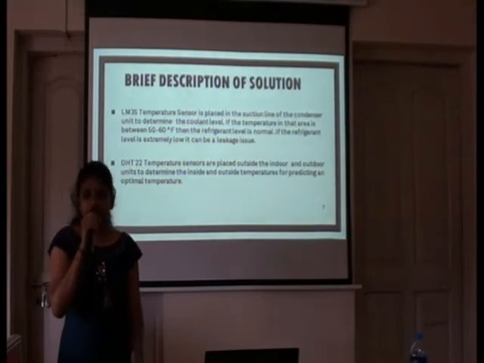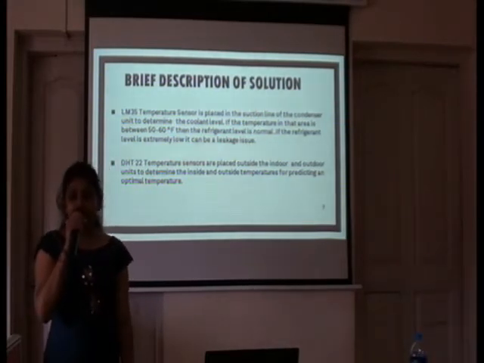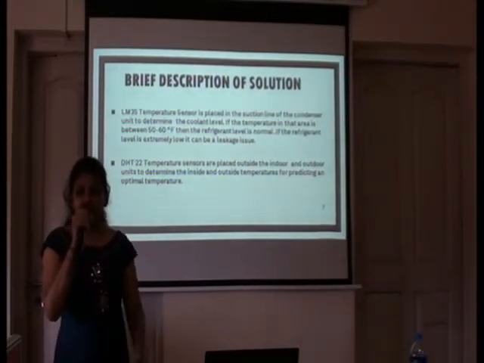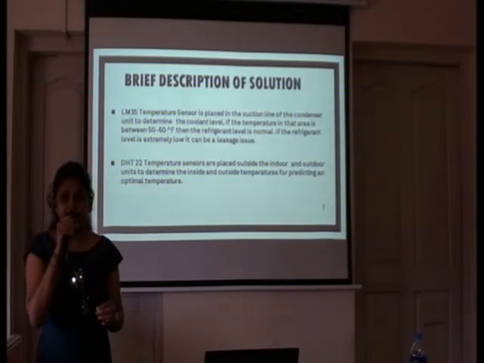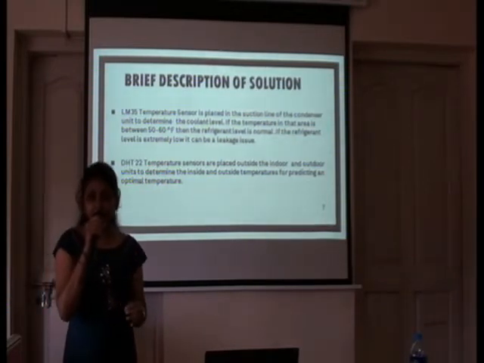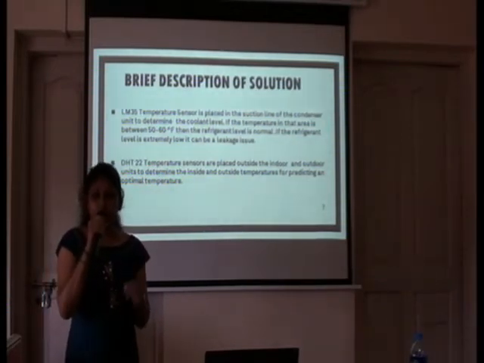Brief description of the solution. The LM35 temperature sensor is placed in the suction line of the condensing unit to determine the coolant level. If the temperature in that area is between 50 to 60 degrees Fahrenheit, then the refrigerant level is normal. If the refrigerant level is extremely low, it can be a leakage issue.